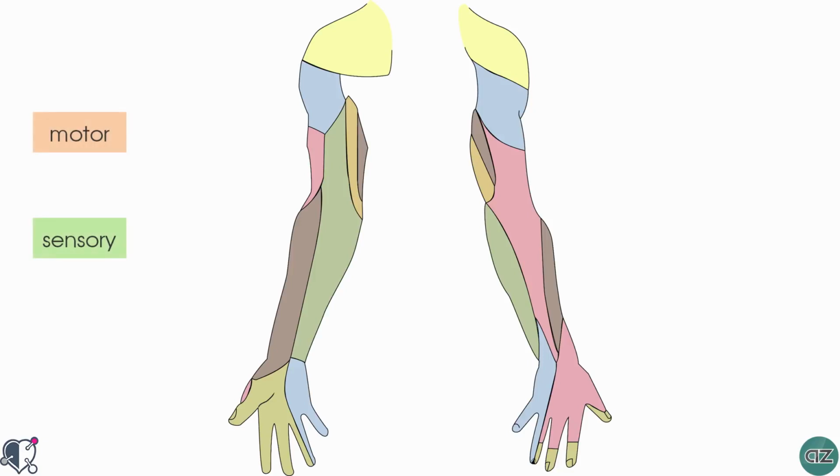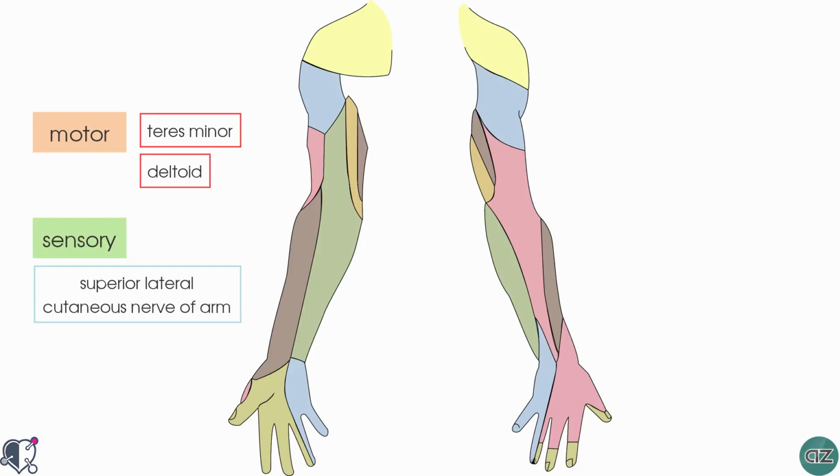In terms of the motor function, the axillary nerve innervates the teres minor muscle and the deltoid muscle. In terms of the sensory function of the axillary nerve, it gives rise to the superior lateral cutaneous nerve of the arm, which innervates the skin over the lower deltoid region. In this diagram, you can see this area shaded in blue.